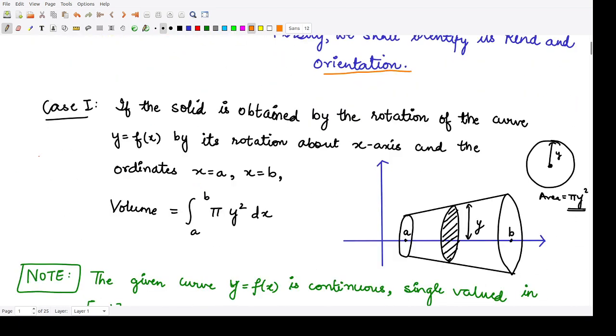In the first case, suppose your solid of revolution is obtained by rotating the curve y is equal to f of x about x-axis. So in that case, what is the volume between the points x is equal to a and x is equal to b? This point is x is equal to a, and this is the point x is equal to b, this is the curve given to you, y is equal to f of x, and this is our usual x-axis, right?